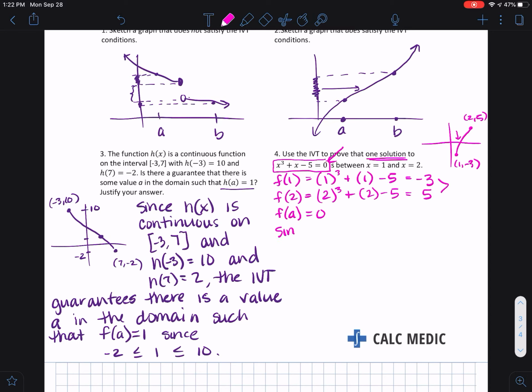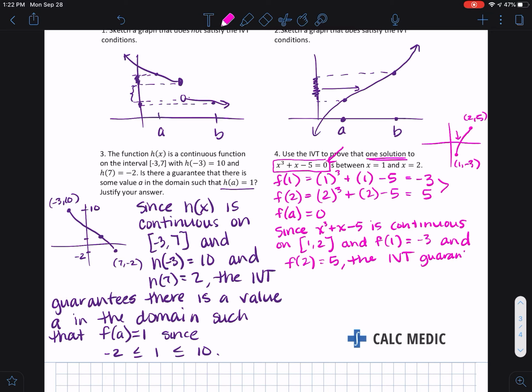So since x to the third plus x minus 5 is continuous on the interval 1 to 2, and f of 1 is -3 and f of 2 is 5, the IVT guarantees there must be a value A such that f of A equals 0, since 0 is between -3 and 5.